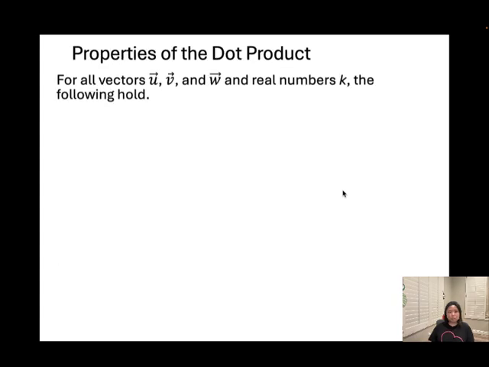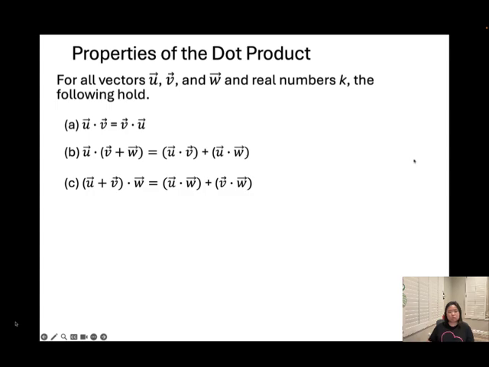Properties of the dot product. For all vectors u, v, and w and real numbers k, the following holds. The dot product u dot v will be equal to v dot u, okay, because they will become scalars. u dot the parenthesis v plus w, you could just distribute it: u dot v plus u dot w. Same idea, I could do u plus v dot w, or I could distribute one by one.